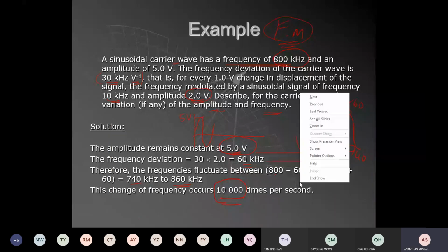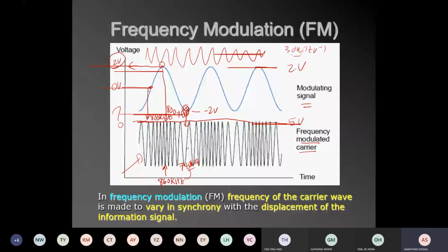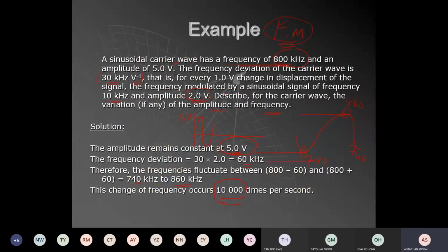how frequently this frequency change happens depends on the frequency of the signal. If the signal has 10 kilohertz, it means this frequency 760, 860, 760, and 860 happens with the same frequency as the signal. So that's the answer. This frequency change occurs 10,000 times per second. 10,000 is actually the frequency of the signal.